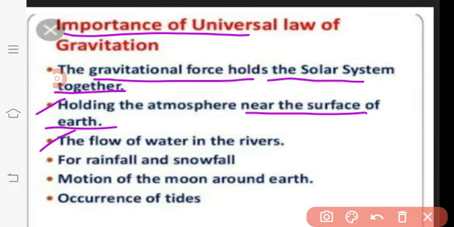Third, flow of water in rivers is due to the gravitational force of earth on the water. Rainfall and snowfall. Motion of the moon around the earth. Occurrence of tides, that is, tides due to the moon and the sun. And it is the force that binds us to the earth. This is the importance of universal law of gravitation. All types of motions are due to the universal law of gravitation.